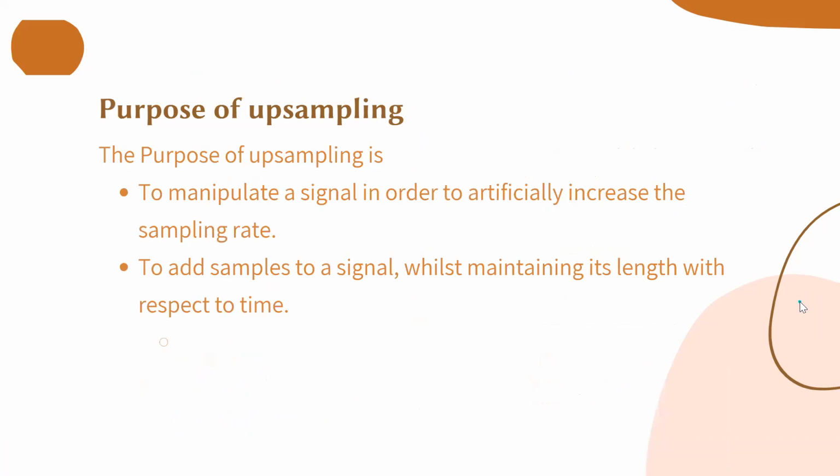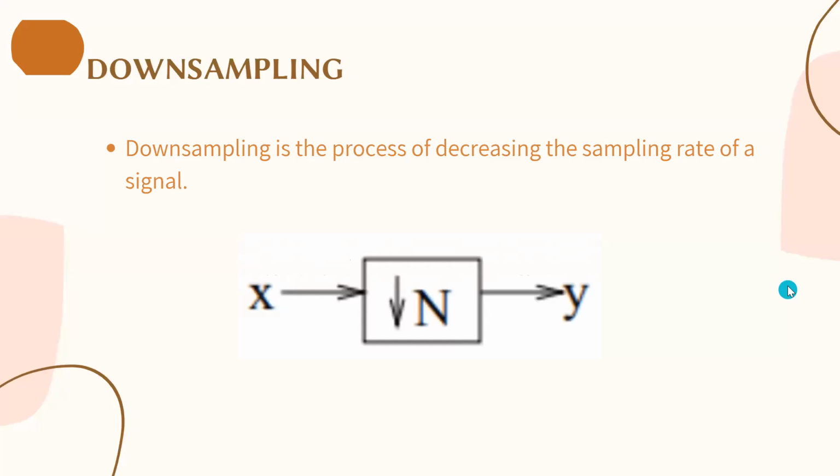So the purpose of upsampling is to manipulate a signal in order to increase the sampling rate. Another is to add samples to a signal to maintain its length with respect to time. So now Sejal will continue.